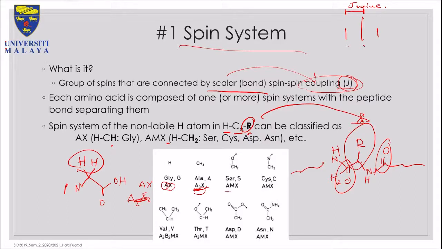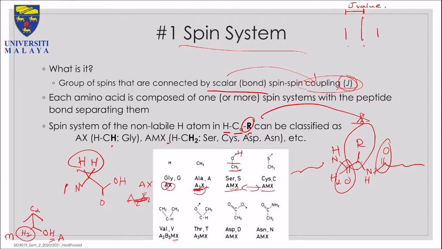Okay, similarly, when you have a more complex system like serine over here, because you have another proton over there, so you have the alpha carbon, and then you have M, which is related to the middle bit over there. Okay, serine, you have the R group, so if you consider that as carbon alpha, you have it like that. And of course you have H2 over there. So this is the M, and then you have the outmost proton as an A. Similarly, cysteine will have the same spin system as serine.